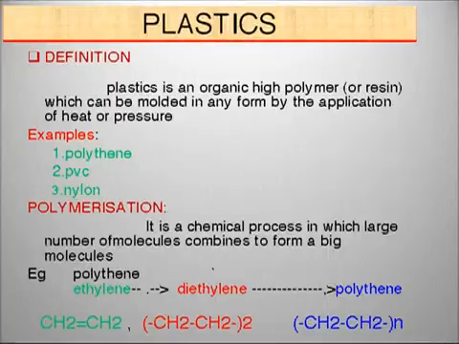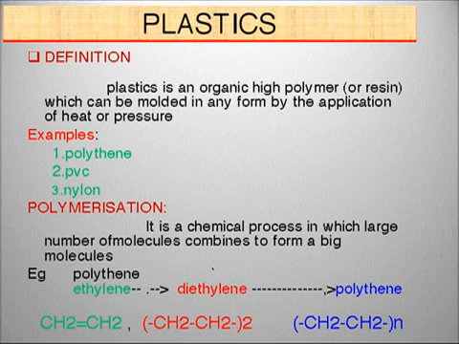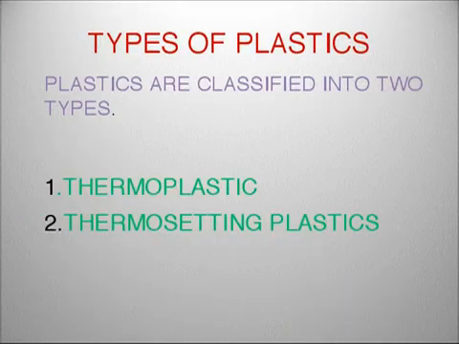thermosetting plastic. Polymerization is a chemical process in which a large number of molecules combine to form big molecules. Example: polythene, from ethylene, diethylene, polyethylene. Let us see the types of plastics. Plastics are classified into two types: one, thermoplastic, the other one, thermosetting plastics.